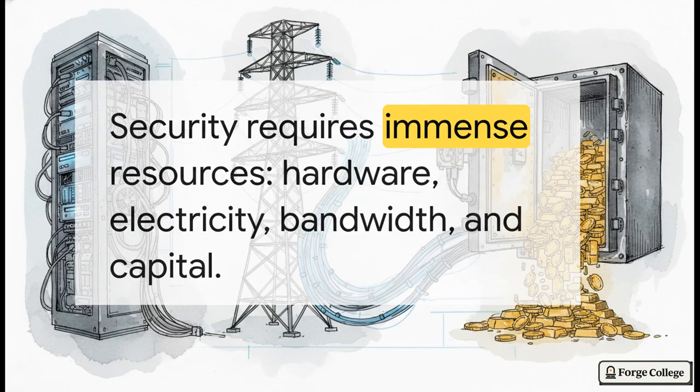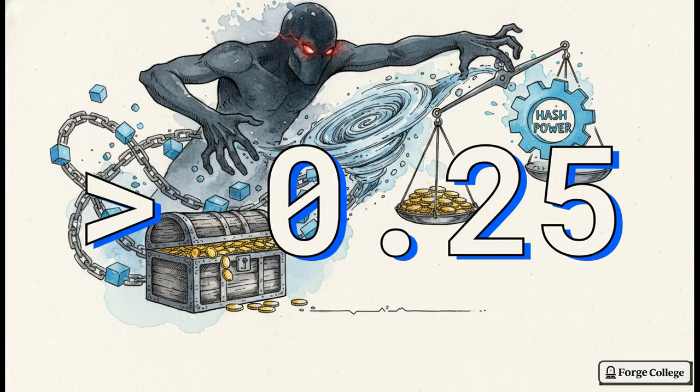A new generation of hardware or just a sudden shift in global energy prices can completely alter the underlying cost curve of our security. So, the absolute magic fraction you need to keep your eye on is greater than 0.25.